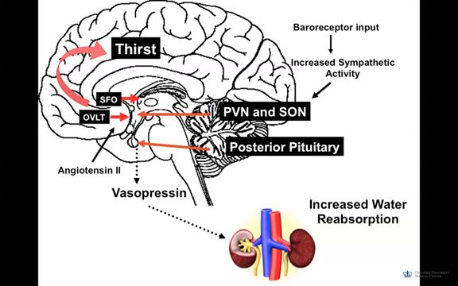So thirst and ADH release are going to be stimulated under conditions where plasma osmolarity rises, or plasma volume and blood pressure drop. And the goal is to stimulate water fluid consumption and water retention.